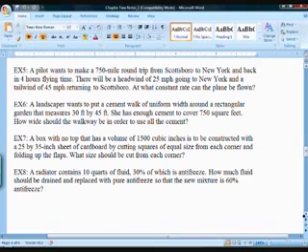Okay, example 5 says a pilot wants to make a 750-mile round trip from Scottsboro to New York and back in 4 hours flying time. So he's going to be in the air for 4 total hours. There will be a headwind of 25 miles per hour going to New York and a tailwind of 45 miles per hour returning to Scottsboro. At what constant rate can the plane be flown?